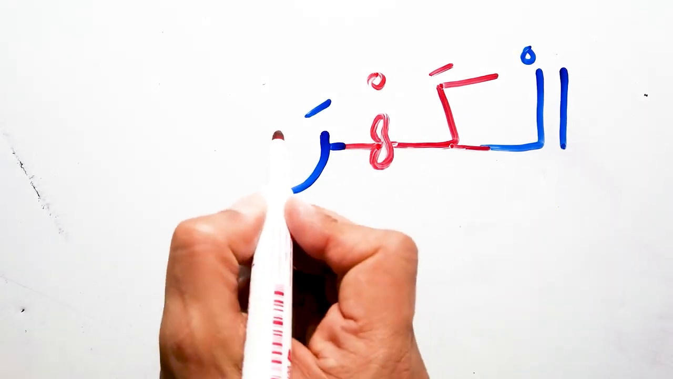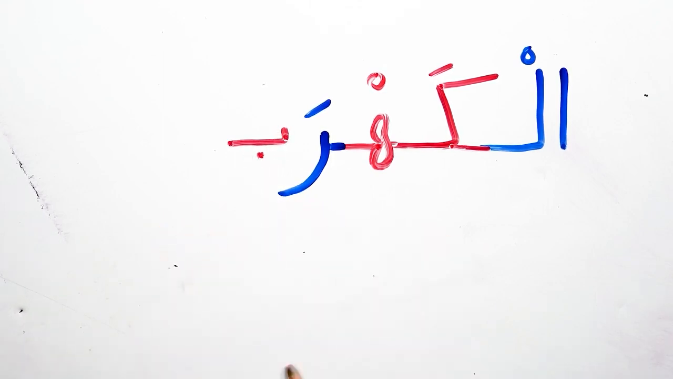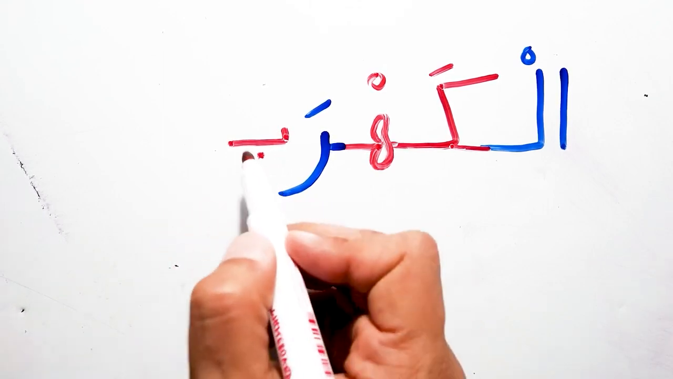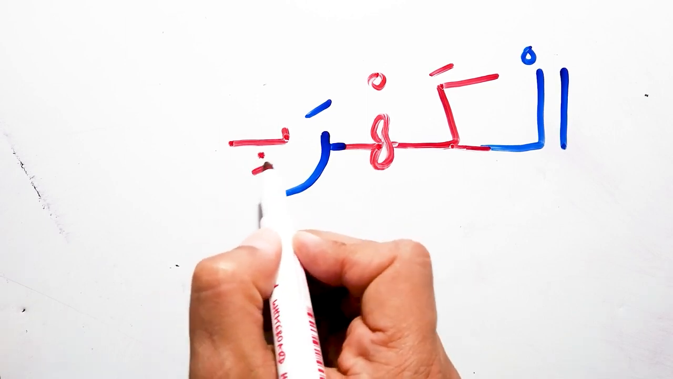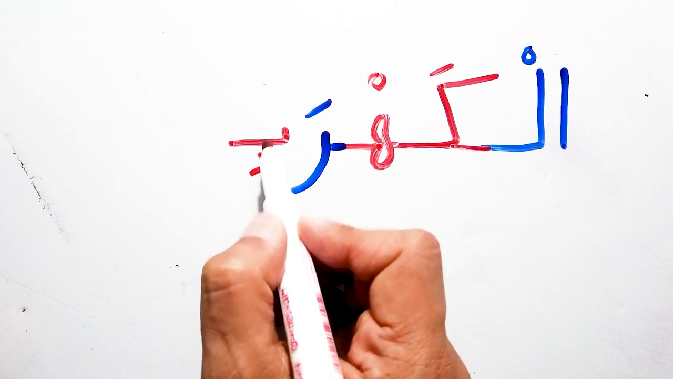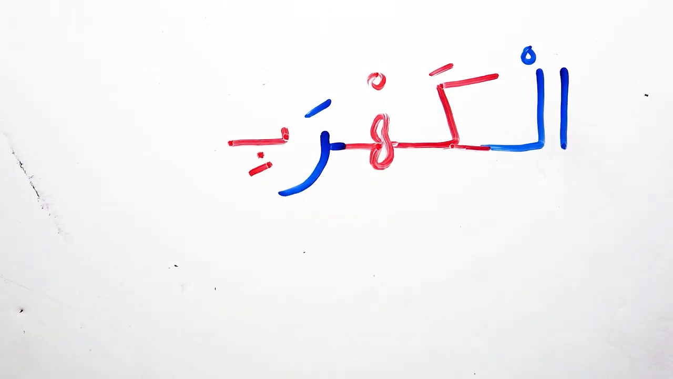B. We have the sound of B. But I say B as if it had E after, or I. So I will add this mark. This mark sounds like E or I. B. Al-kahra B. But I say what? Al-kahra bayu.